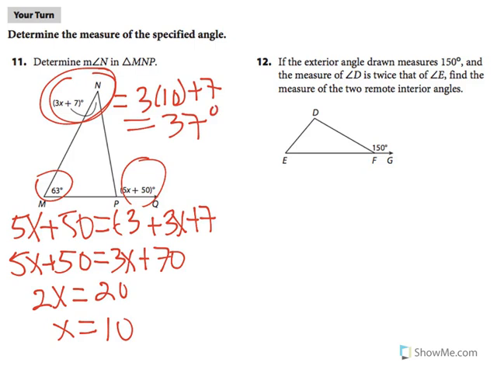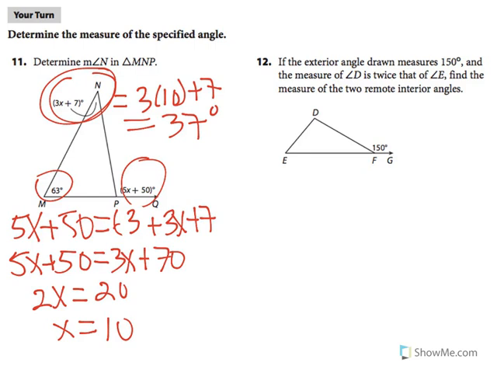When you do this work, be careful of what they ask for. And number 12: if the exterior angle measures 150 degrees, the measure of angle D is twice that of angle E. Find the measure of the two remote interior angles.